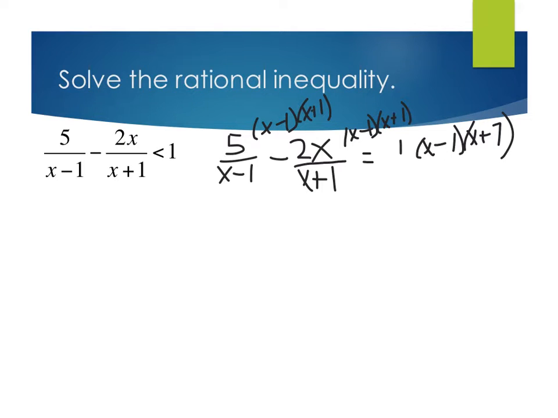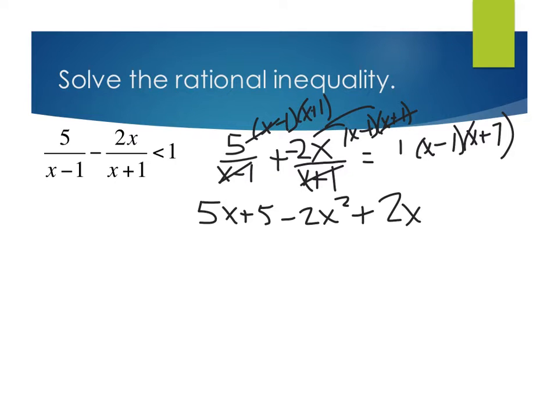Okay. So now our x minus 1's cancel, so we're left with 5x plus 5. When we distribute, now be careful here, our x plus 1's cancel. So now be careful here, we're going to have negative 2x squared plus 2x, since this is technically a negative 2x, okay, equal to, well, this is just x squared minus 1 if I multiply it out.